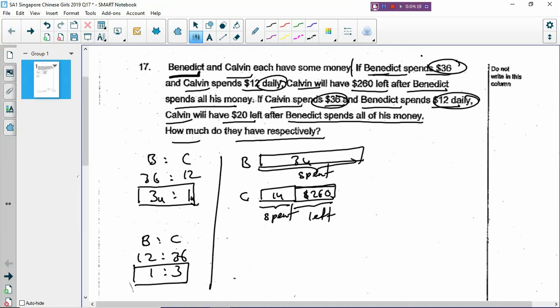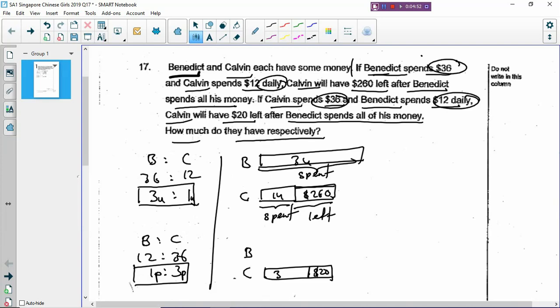Now the second model. If Kelvin spent 36 or 3 units, and Benedict spent $12 or 1 unit, Kelvin will have $20 left. So Kelvin will have $20 left, and Kelvin will have spent how many units? We can't call them units already. We have to call them parts. So the lesson here is that you will have to use parts and units. Why can't you use parts for everything? Or why can't you use units for everything?